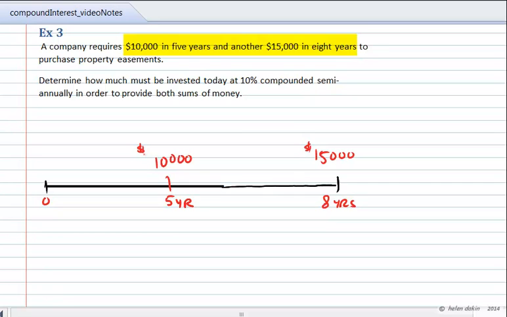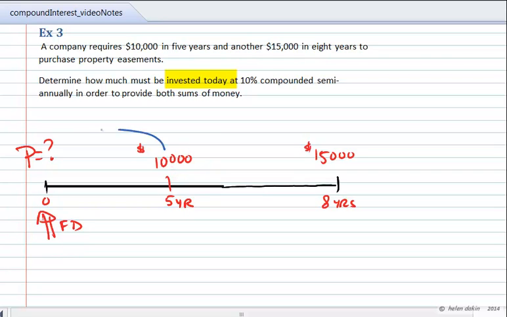The question says, what's the present value? How much money must be invested today? So in other words, what is the present value equal to of both of these sums of money? So our focal date is today's date. This is the focal date, and what we need to do is to take the future value of $10,000 and discount it over this time period of 5 years. And in addition to that, we have to add to that the $15,000 discounted over 8 years to get it back to today's focal date. And we're going to take those two sums of money and add them together.